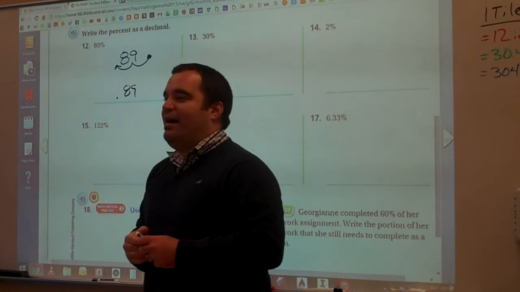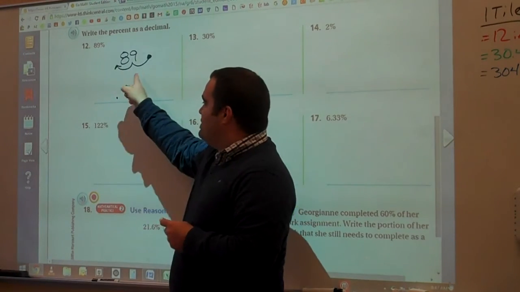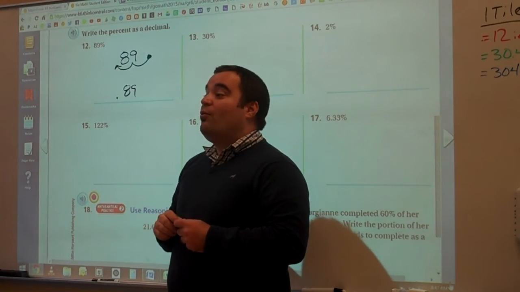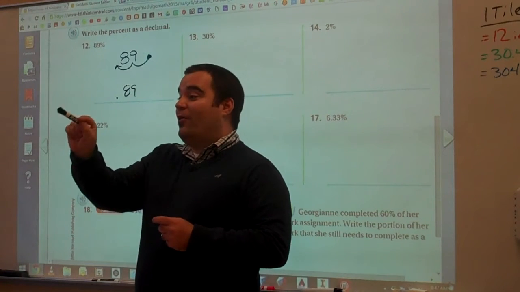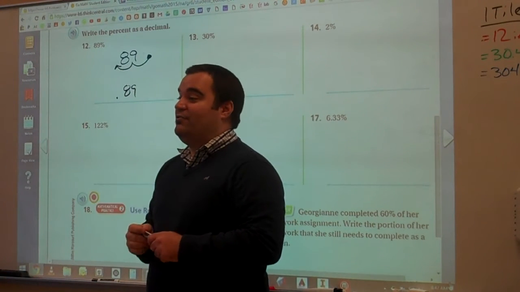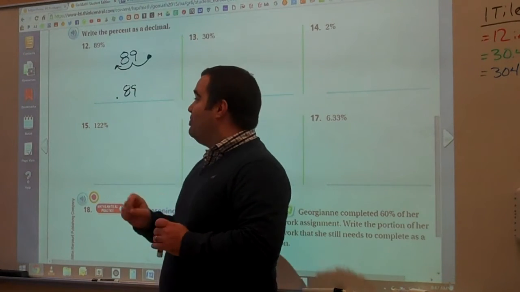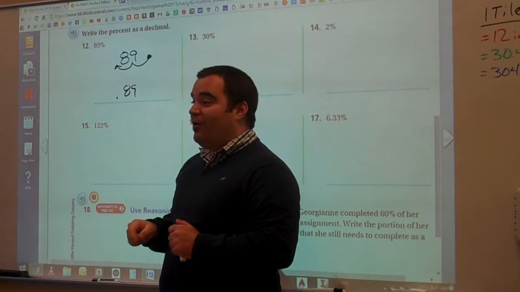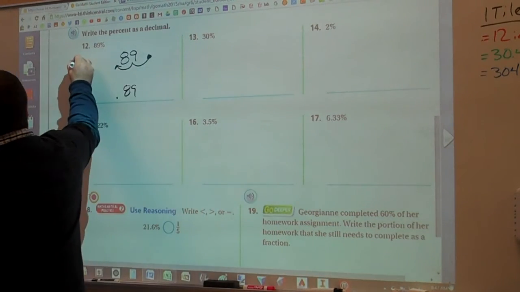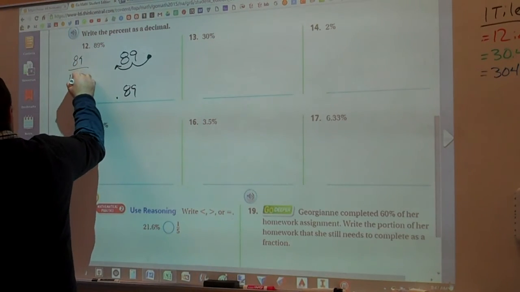Hey, you know what I want to see happen? I want to see this arrow. Why? Because I want you to show me that you know how to do it. There are 2 ways to do this problem. Do that, or it's a really hard one: 89 divided by 100.